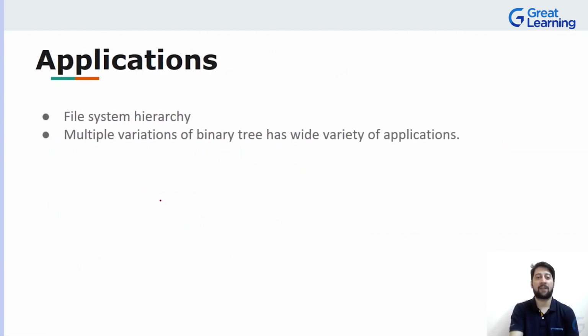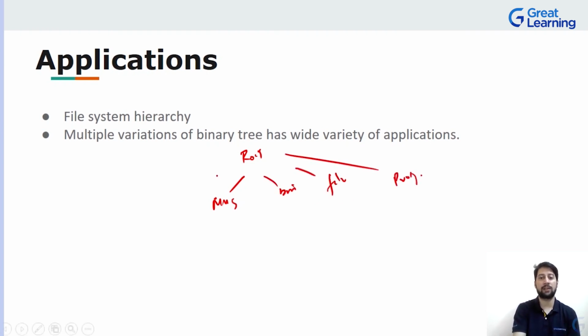If you have seen the file hierarchy system, wherein we have the root folder, and inside that root folder we have subfolders like music, and we have bin, we have files, we have program files, and all those things, right? So it is a kind of hierarchical data structure, right? And explicitly here we are not talking about a binary tree but a generalized tree.